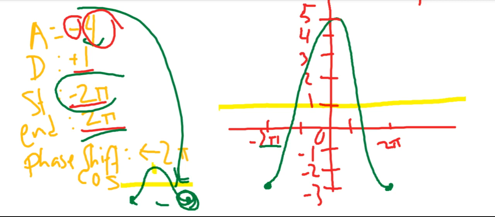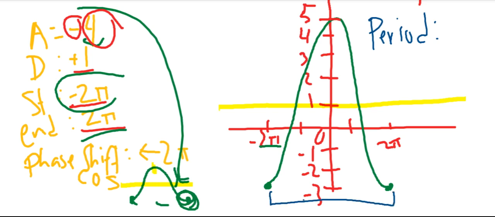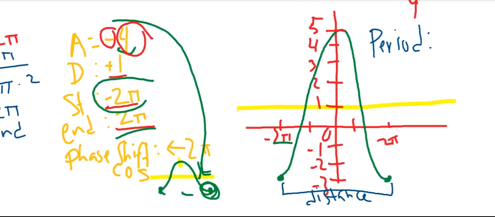Now, for those of you guys that really want to think about it, period. Okay, how long does this take to repeat? So if it starts at negative 2 pi and then it starts repeating at positive 2 pi, you need to think about, well, what's the distance, right? Because that's what we're actually trying to figure out. What is the distance between negative 2 pi to 2 pi? Well, if we just ignore the pi for right now, then you're actually talking about going from negative 2 to 2. So from negative 2 to 2.